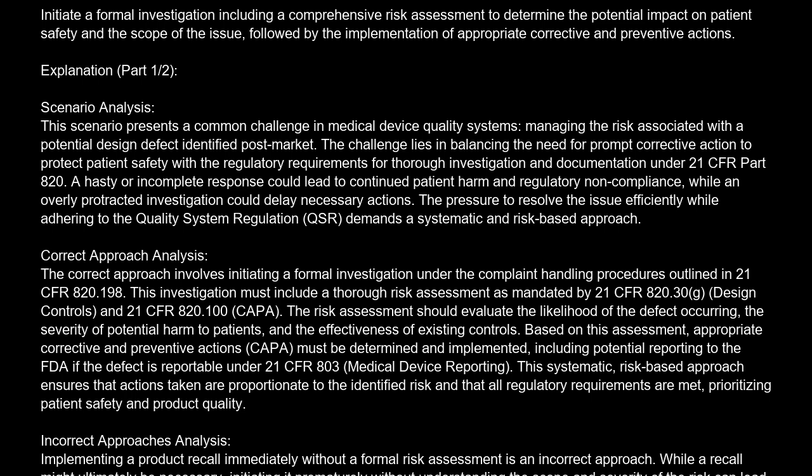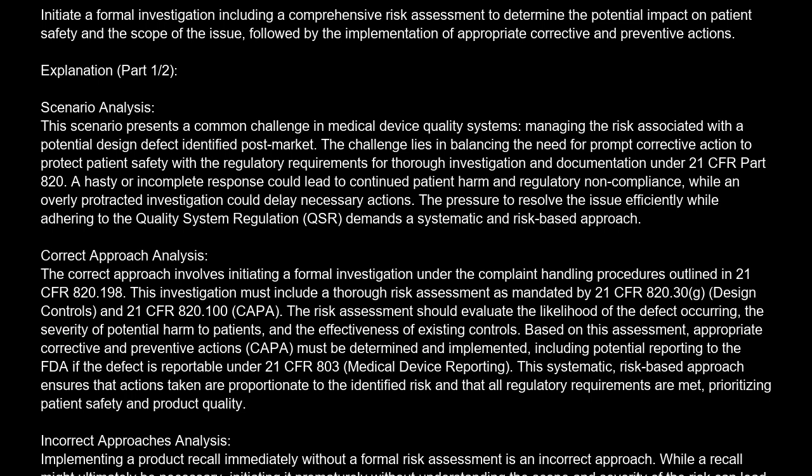A hasty or incomplete response could lead to continued patient harm and regulatory noncompliance, while an overly protracted investigation could delay necessary actions. The pressure to resolve the issue efficiently while adhering to the Quality System Regulation, QSR, demands a systematic and risk-based approach.